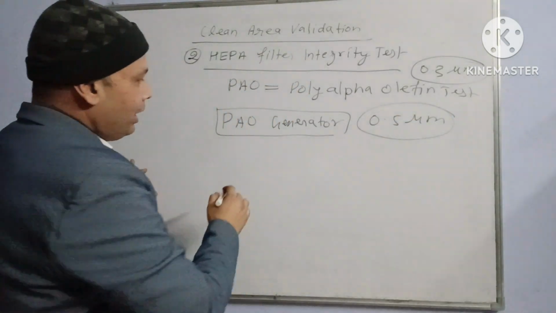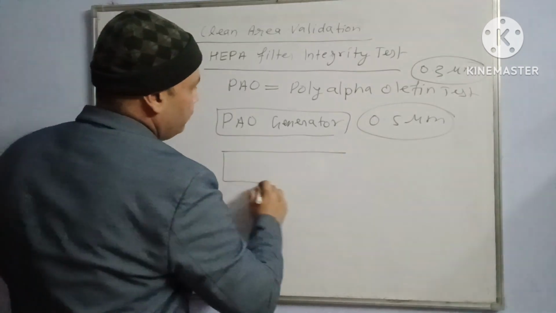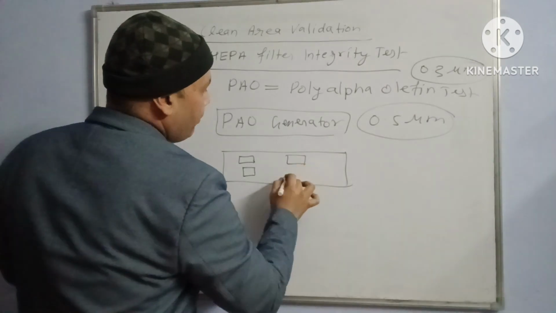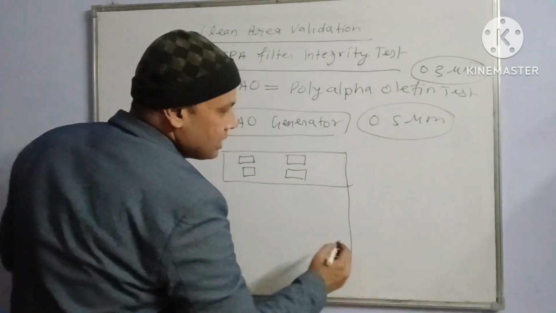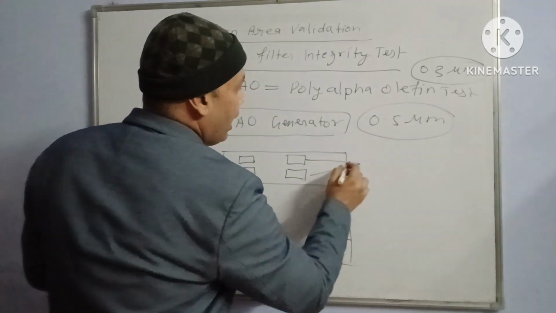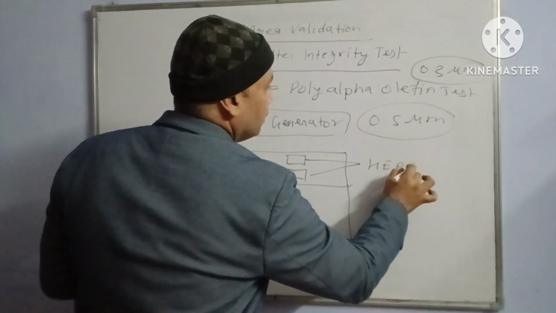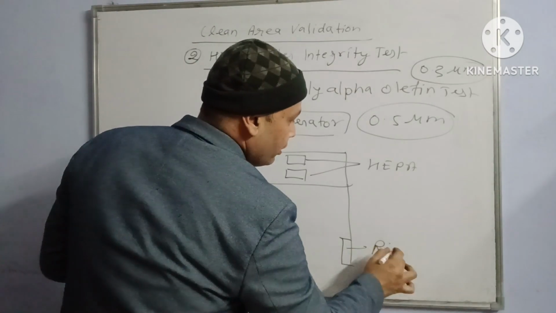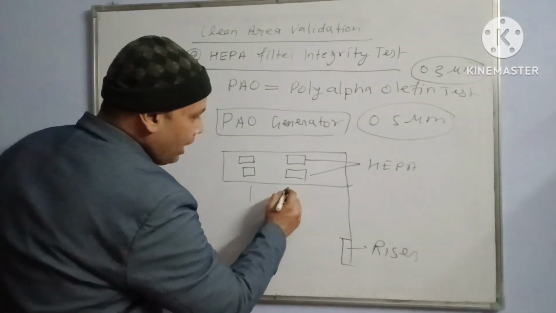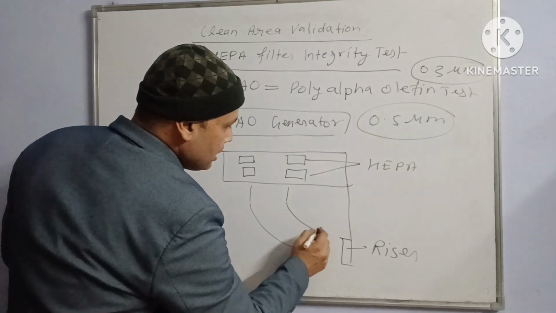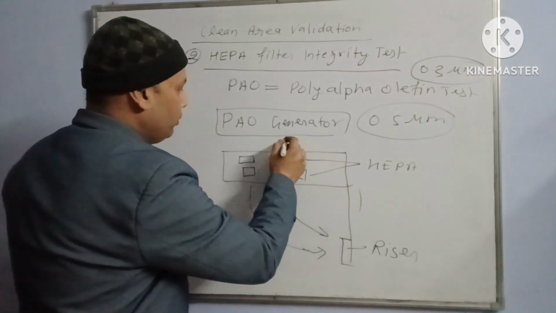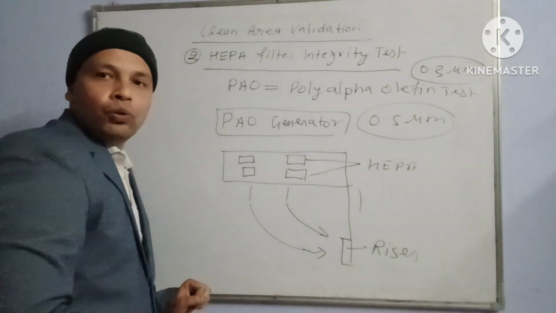As you are aware, suppose this is the ceiling. Here suppose there are 4 HEPA filters installed, and this is the side wall. Here is the return riser. These are the HEPA filters. This is the riser. Air movement is like this. Air is coming by the HEPA and going through this riser, and further coming by the HEPA into the room.